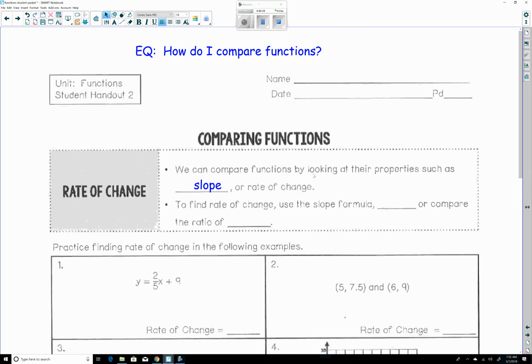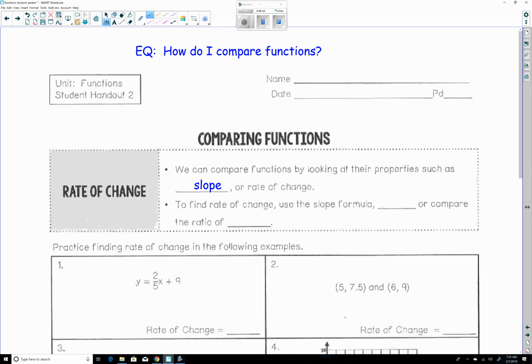We can compare functions by looking at their properties, such as their slope or rate of change. Remember, the words slope and rate of change are synonyms. To find the rate of change, we can use the slope formula or compare the ratio of rise over run. So let's look at the slope formula real quick. I just want to remind you of what it looks like.